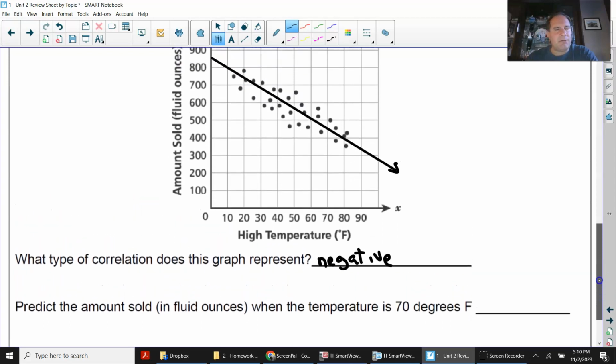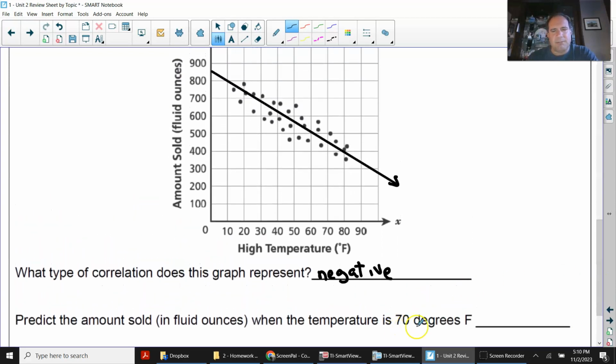All right, predict the amount sold in fluid ounces when the temperature is 70 degrees. So I'm going to go to 70, and according to my trend line, I'm going to hit right there, and I'm going to go directly in the middle of 400 and 500. So for my trend line, it is hitting up there and it goes directly in the middle, so I'm just going to put 450. If you're a little bit above or below that, that is fine.